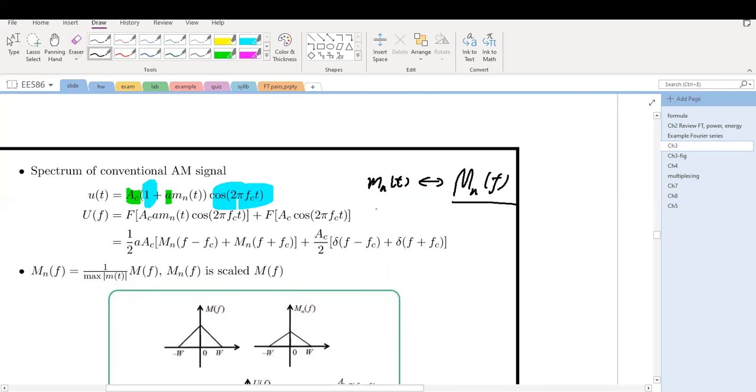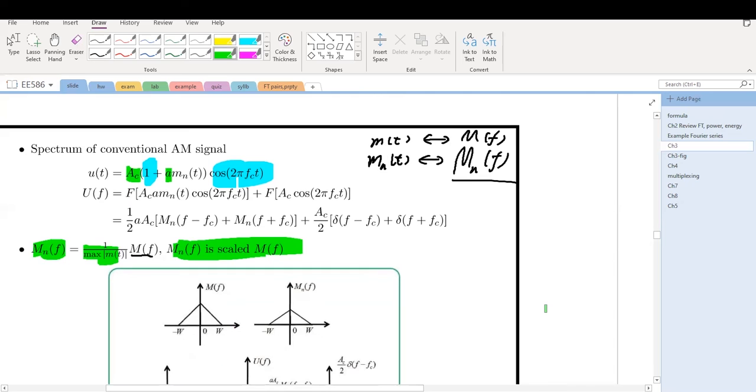It's a number. So assume that the Fourier transform of m(t) is M(f). We scale the Fourier transform of the message by this quantity. That will equal M_n(f). Apparently, it is a scaled version of M(f). To illustrate this in a simple example here, suppose I have M(f) of this shape. Triangular, just to make it easier for me to draw. Then what is M_n(f)? The same shape but scaled.